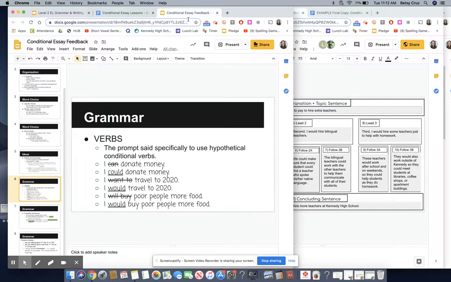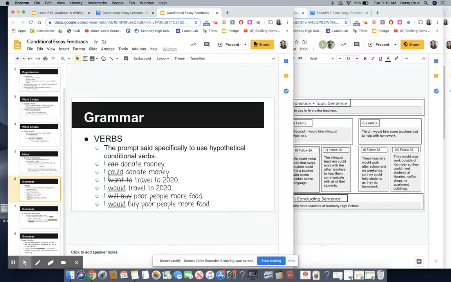So one big thing is verbs. Remember that we are supposed to be using hypothetical conditional verbs. There is no can or will in this essay. And a lot of students typed can or will on the draft, but it's very easy to fix. Any place you have can, change it to could. For example, I can donate money, change it: I could donate money. If you want to, change it to would.